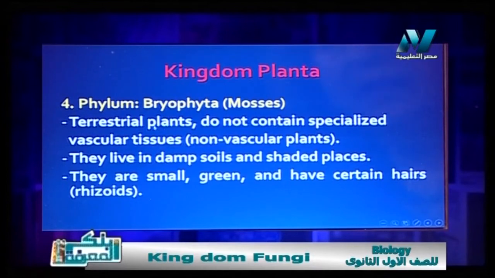We are still studying plants in the plant kingdom. We are in phylum 4, called Bryophyta, or mosses. This word is common, mosses. The Bryophyta includes terrestrial plants, or plants that live on land. They do not contain specialized vascular tissue. That means they don't have xylem or phloem tissue as we find in the higher plants. So we call them non-vascular plants.